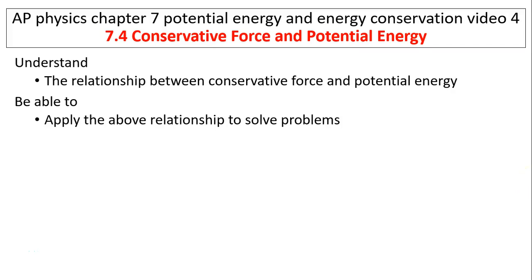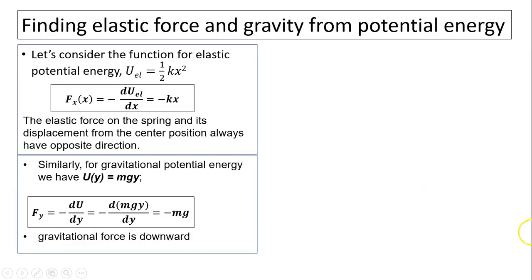This is AP Physics Chapter 7, Potential Energy and Energy Conservation, Video 4. Today's topic is conservative force and potential energy. The objectives are to understand the relationship between conservative force and potential energy, and to be able to apply the above relationship to solve problems.